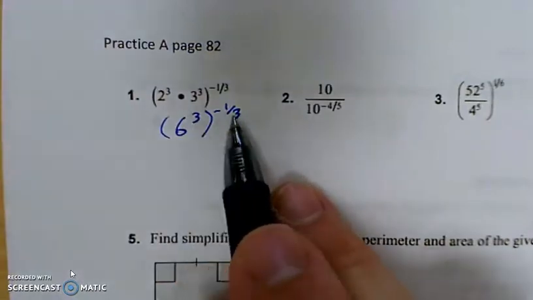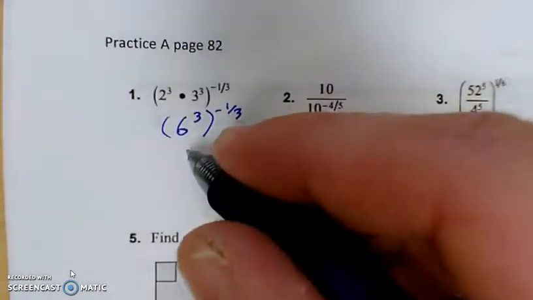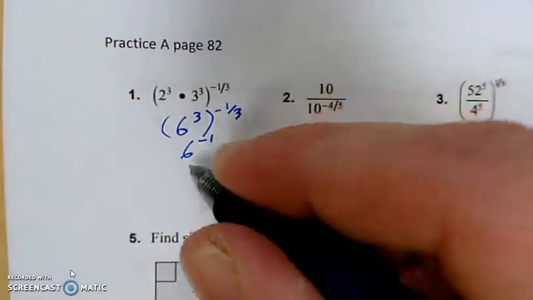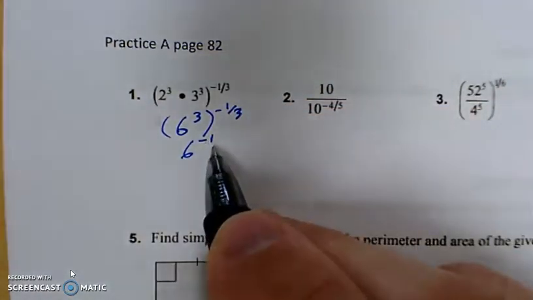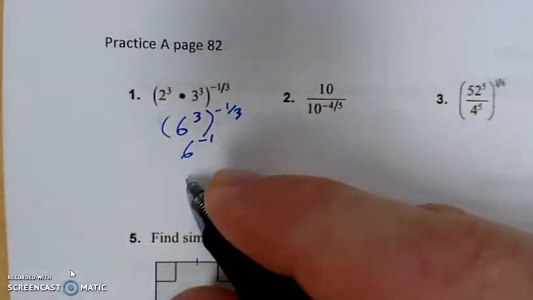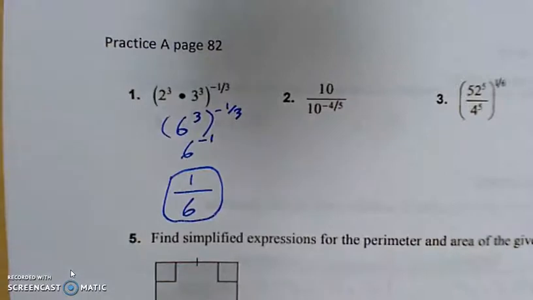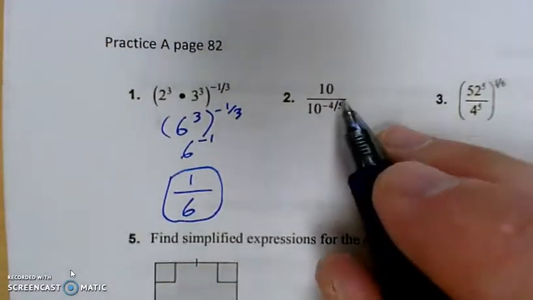And then you could actually raise a power by multiplying the powers together. So 3 times negative 1/3 would be negative 1. And then anytime you get a negative exponent, you move that to the denominator. So 1 over 6 to the first power would actually be my answer on number 1. I'm going to be flying through about 12 problems here, showing you how to do these.